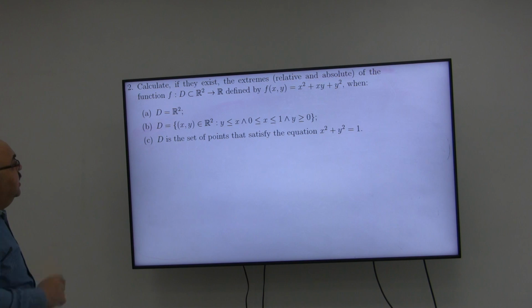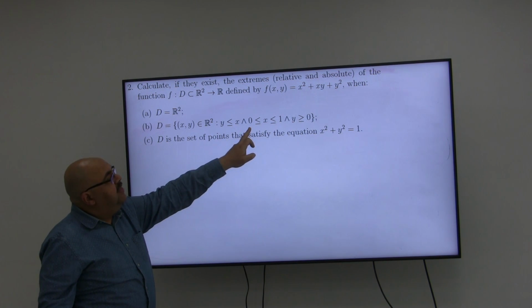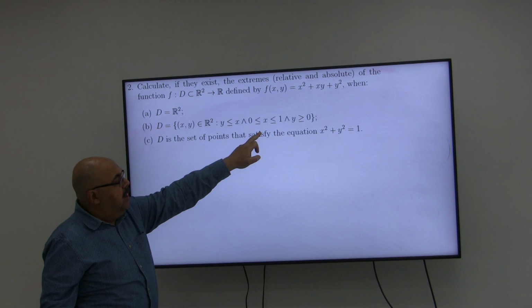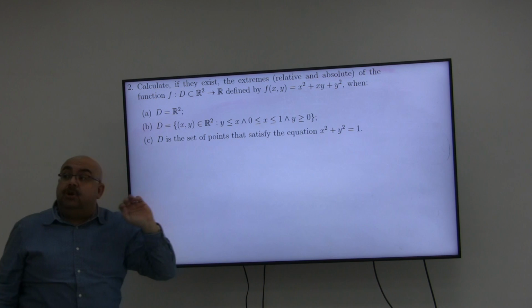And this is the remaining part of this problem. In this one too, he wants you to calculate, if they exist, the extremes, relative and absolute, of the function f that maps from R2 into R, which is a function in several variables, given that f of x, y is x squared plus xy plus y squared, when the domain is R2 and when the domain is y is less than or equal to x, x is less than or equal to 1, and y is greater than or equal to 0. That's the description of the domain.